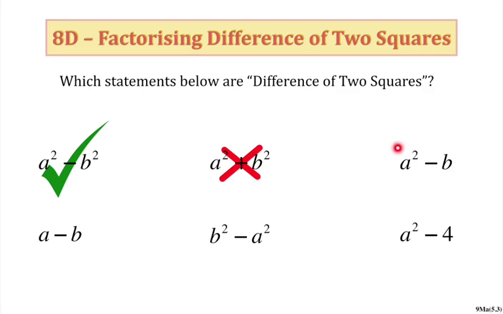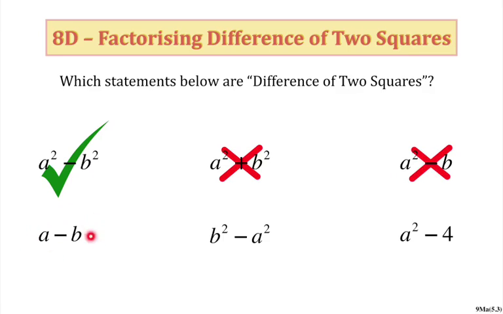Let's go to the next term. I've got a difference sign. I've got two terms. Are they both squares? The A has a squared above it. The B does not. So it's not a difference of two squares. They both have to be squares. So that's not a difference of two squares.